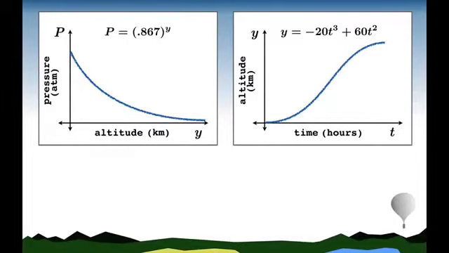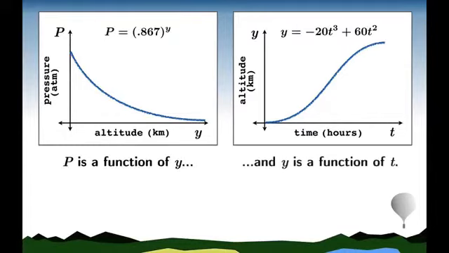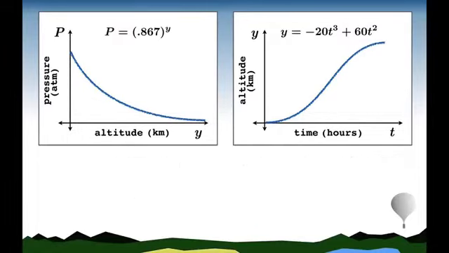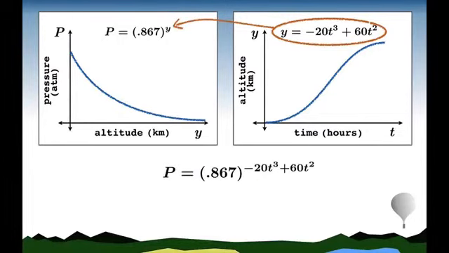Taking a step back, we'll notice that p is a function of y, and in turn, y is a function of t. Putting these together, you realize p is a function of t, and this is an example of what we call composition in pre-calculus. You're taking the output of one function and inserting it as the input of another function. Now in this case, the output of your altitude function can be plugged directly into the input of the pressure function, and you get an explicit formula for p in terms of t.